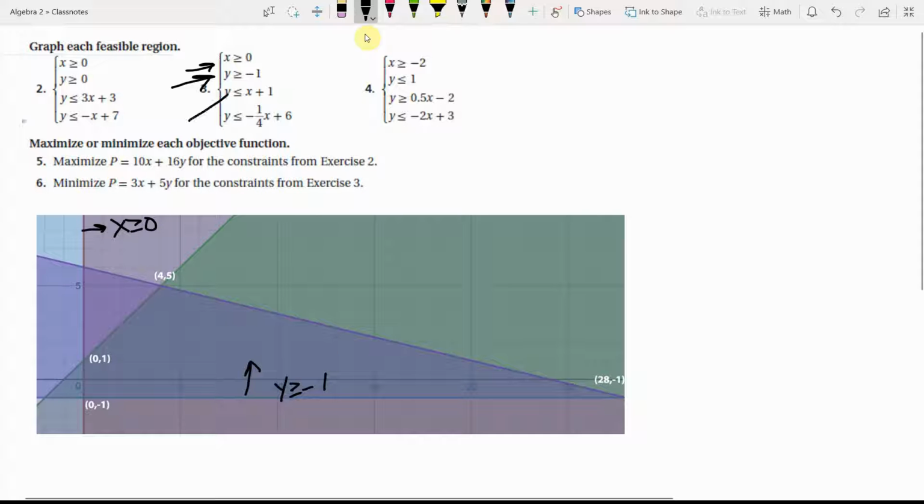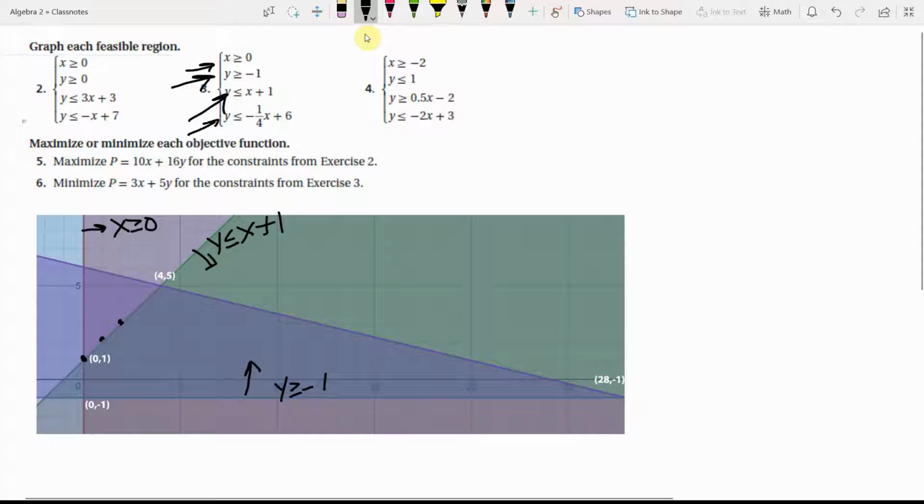The next equation is y is less than or equal to x plus 1. My y-intercept is 1 here, and I go up 1 and over 1 and up 1 and over 1. And so this is the equation y is less than or equal to x plus 1. And I have to be below that line there.